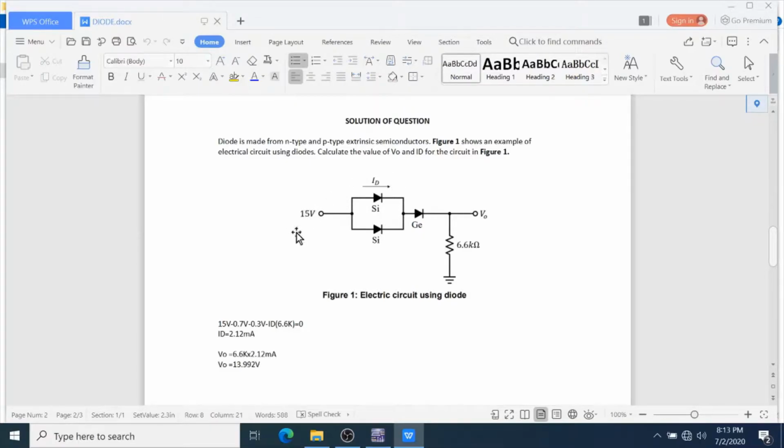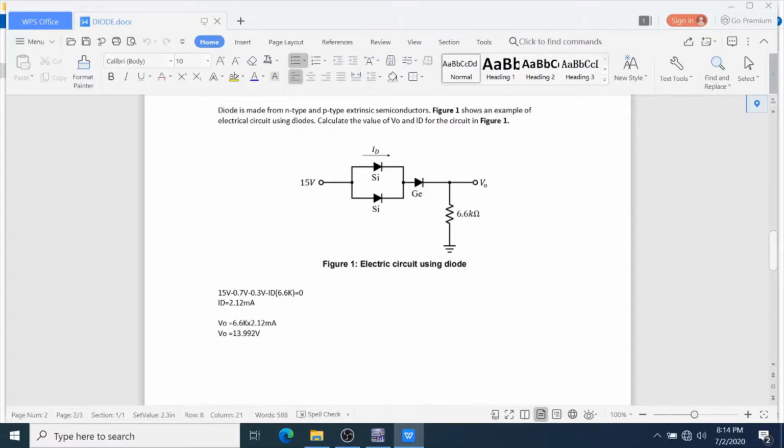ID we will calculate from the 15 volt power supply, going through the silicon diode 0.7 volt and germanium 0.3 volt and the 6.6 kilo ohm. And the calculation is 15 volt minus 0.7 volt minus 0.3 volt minus ID times 6.6 kilo ohm. And ID we find 2.12 milliampere.